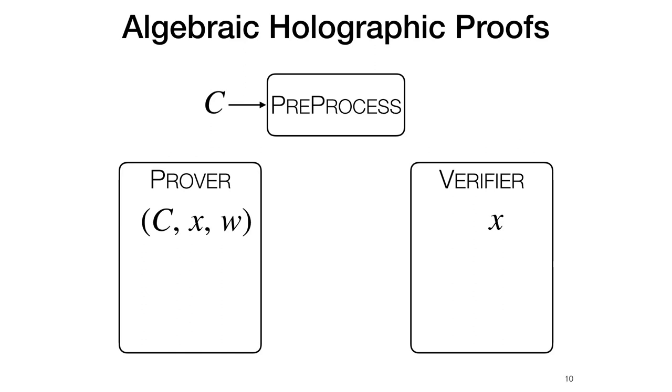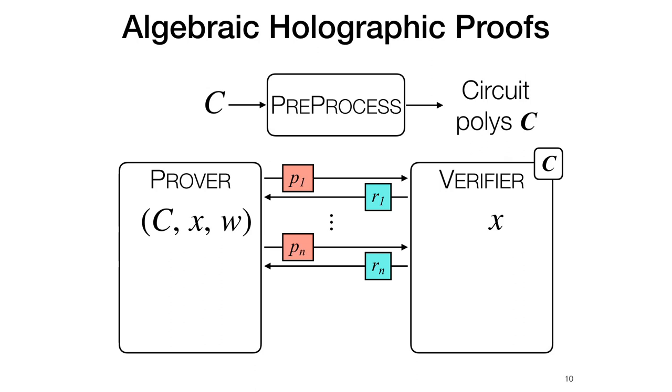And this is where the holography comes in. We have some sort of holographic preprocessing algorithm, which takes in the circuit and produces an algebraic encoding of the circuit. Namely, in our case, it produces a polynomial representation of the circuit. And the idea is that now the verifier can access these polynomials as an oracle, just like it was accessing the prover messages as an oracle. So now the verifier no longer has a linear dependence on the circuit.